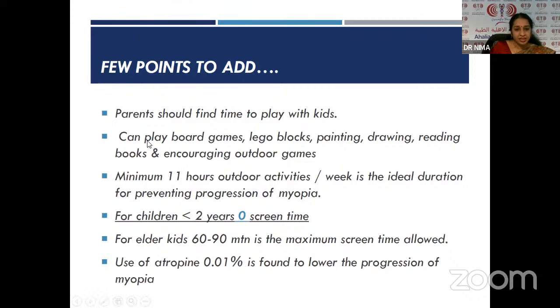Ideally, it is told that a minimum of 11 hours of outdoor activities are needed in a week. I don't know how much working parents will be able to do this, but still the ideal recommendation is 11 hours of outdoor activities for preventing the progression of myopia. And regarding screen time, for children less than 2 years, there is zero screen time. AAO is telling no screen time. For the elder kids, 60 to 90 minutes is the maximum screen time allowed. These are a few tips.